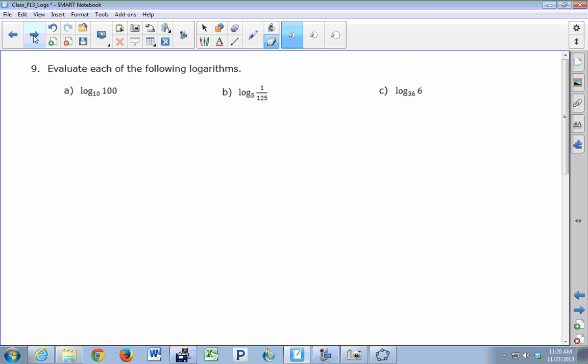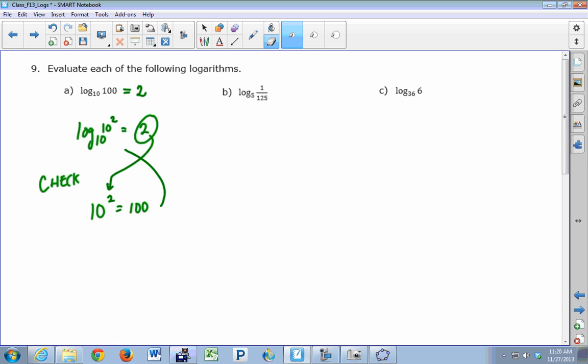All right. So let's take a look at these. Log base 10 of 100. Again, write 100 as 10 to a power, and then just lift the power off. So how do I write 100 as 10 to a power? No, not 10 to the 10th. 10 squared. Now let's lift off the power. 2. So log base 10 of 100 is 2. I check it. I keep my base the same. I take my answer. It becomes my exponent. And the answer to my exponential, the output, is my input of my log function.